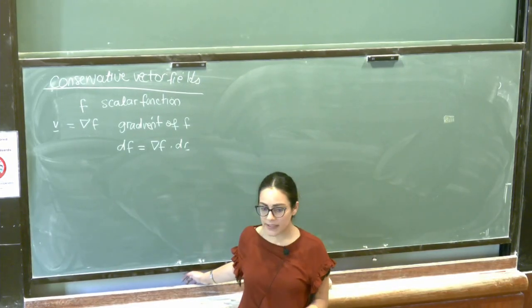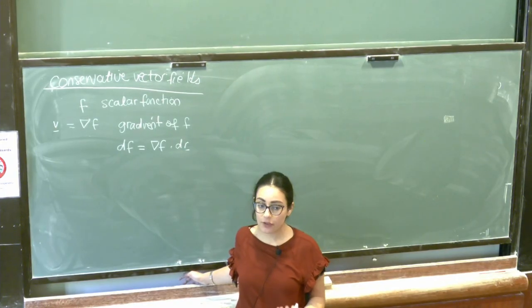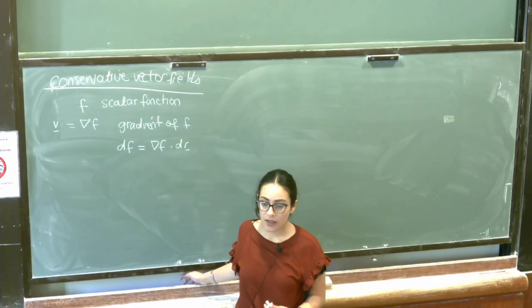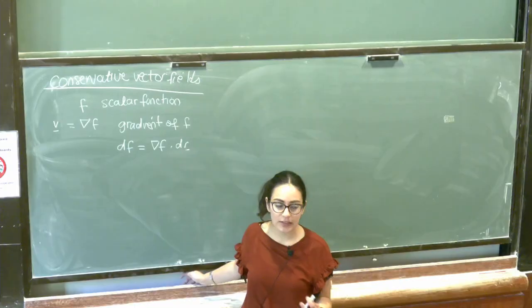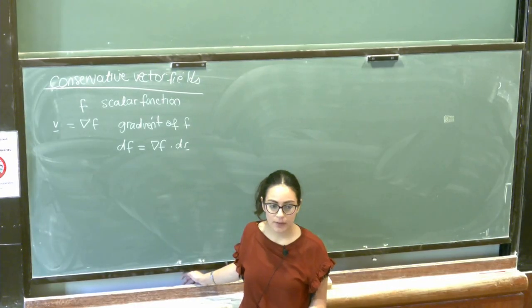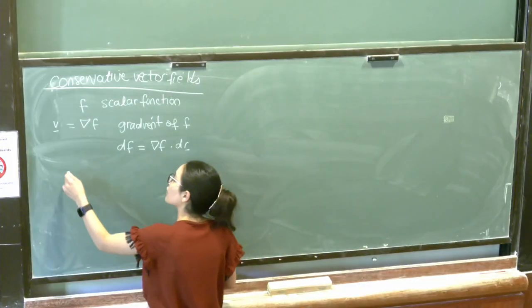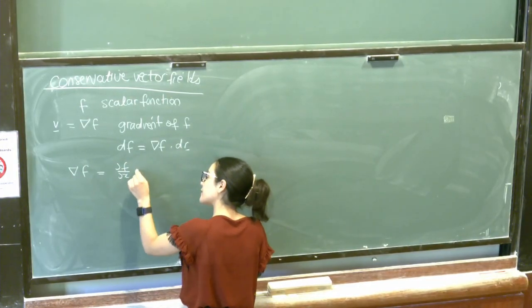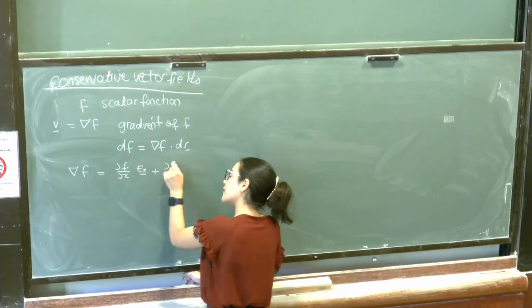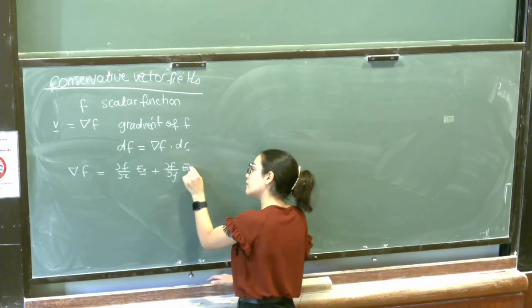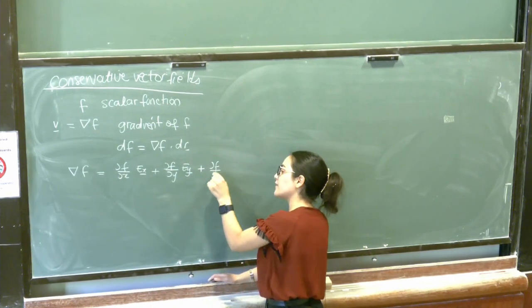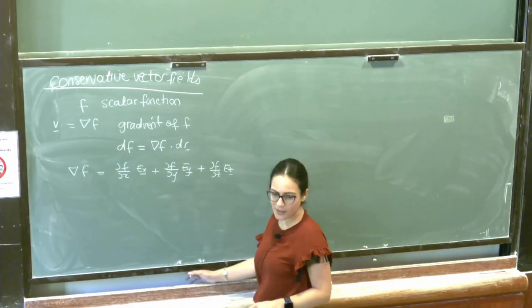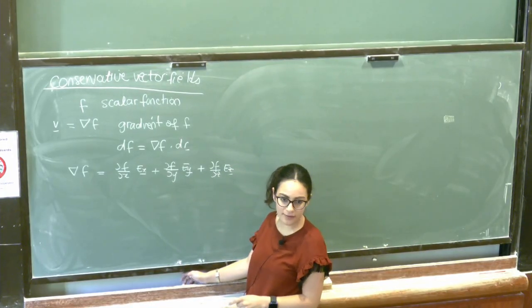So I can calculate the gradient of a function in different coordinate systems, right? So what is the gradient of a function in Cartesian coordinates? Right. So del f, I can write it as del f by del x, ex, plus del f by del y, ey, plus del f by del z, ez. Raise your hand if this kind of rings a bell.